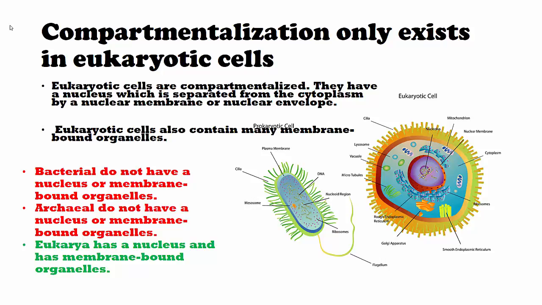Eukaryotic cells are compartmentalized. They have a nucleus, which is separated from the cytoplasm by a nuclear membrane or a nuclear envelope. Eukaryotic cells also contain many membrane-bound organelles. Bacteria do not have a nucleus, and they do not have membrane-bound organelles. Also, archaeal cells do not have a nucleus or membrane-bound organelles.